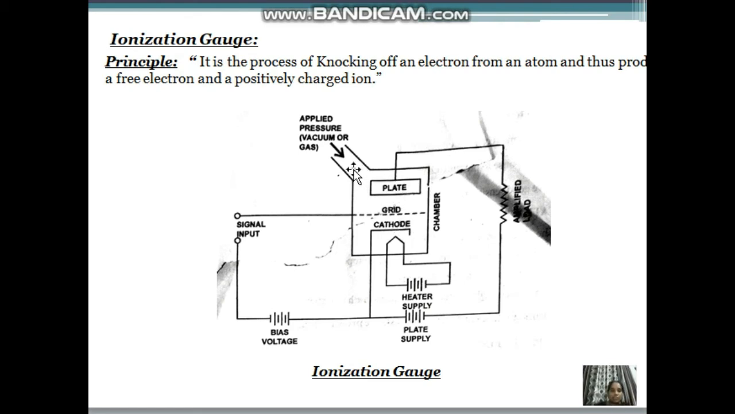And the chamber is open at one end to receive the applied pressure, and the grid is maintained at positive potential. The plate anode is negatively biased.